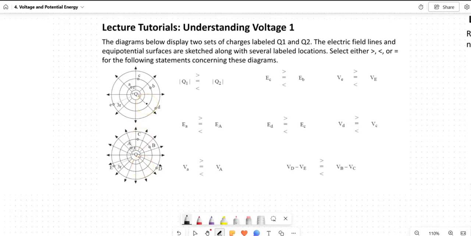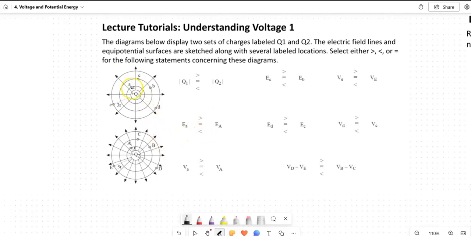And then I'm going to ask you questions, whether, based on what you're seeing there, Q1 is the same thing as Q2, or is one larger than the other? Which one has more charge on it? So in this case, I have two positive charges. Which one do you think has more charge on it? And you probably need to explain why, and how charge is related to electric fields.